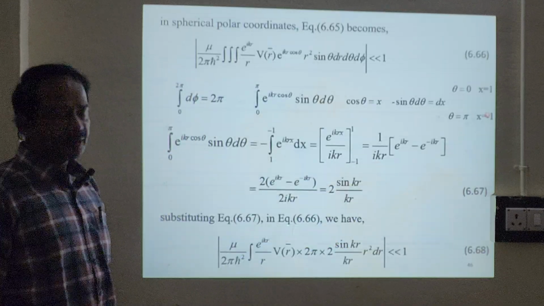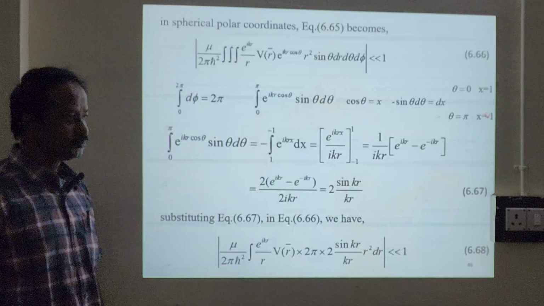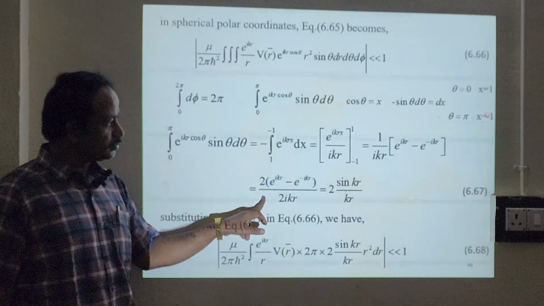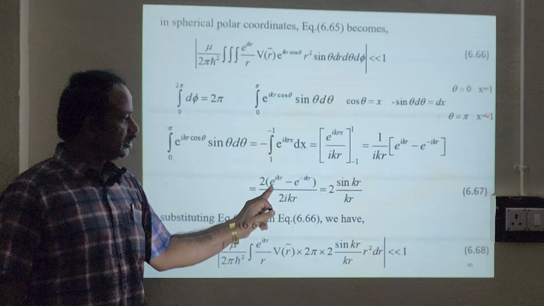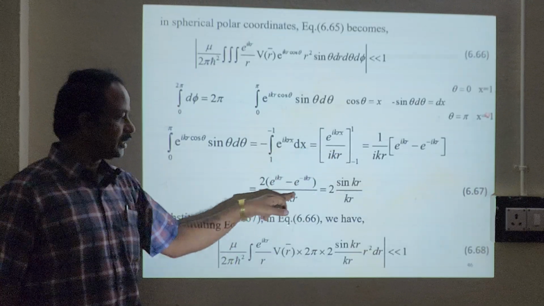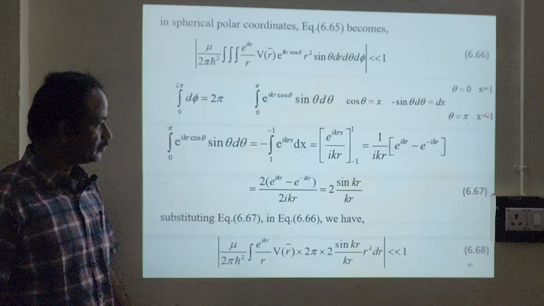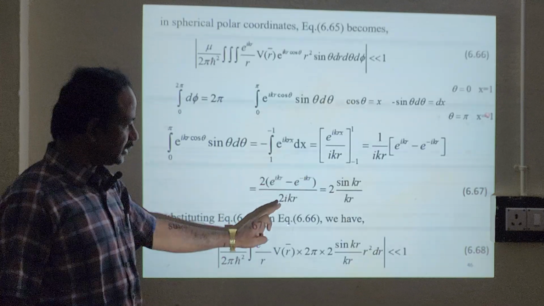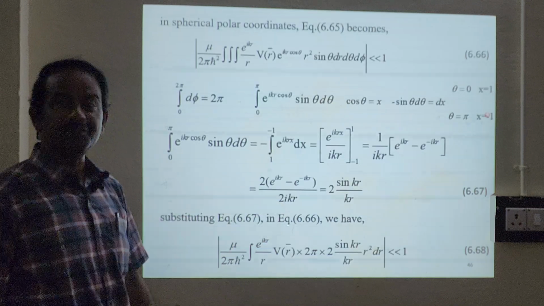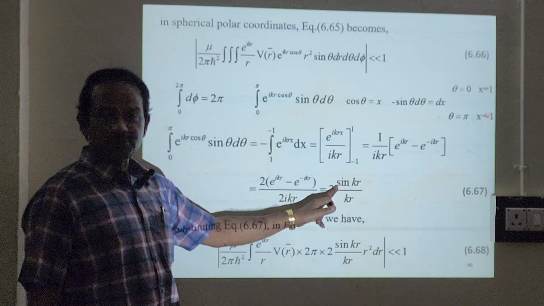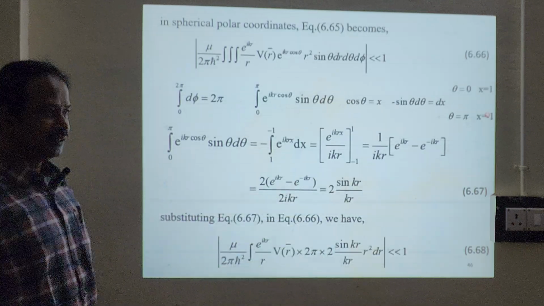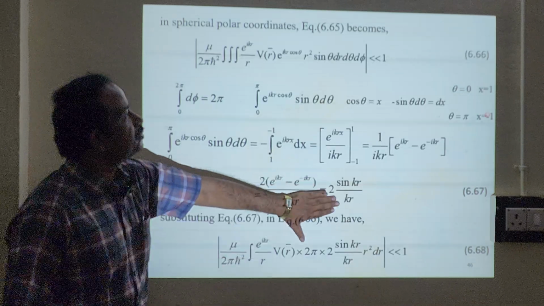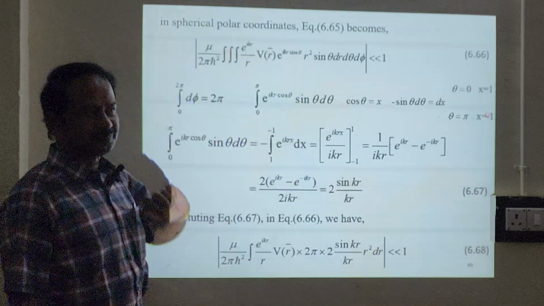That's all. Multiply and divide by 2. So that will give you 2 times e power i k r minus e power minus i k r divided by 2 i k r. What about e power i k r minus e power minus i k r divided by 2i? That is nothing but sin k r. So we get 2 sin k r by k r. Is it okay? Now you substitute these two expressions here.